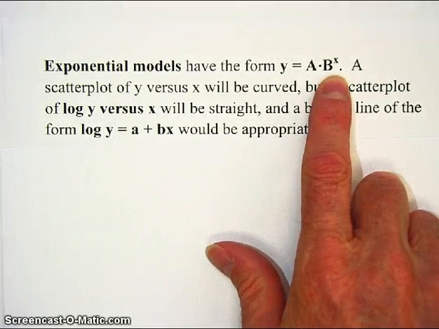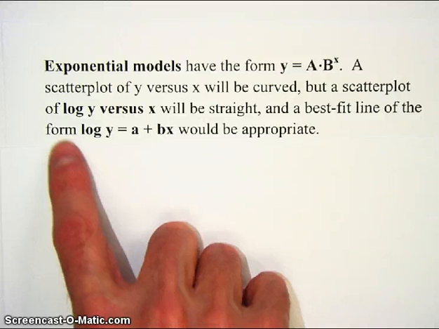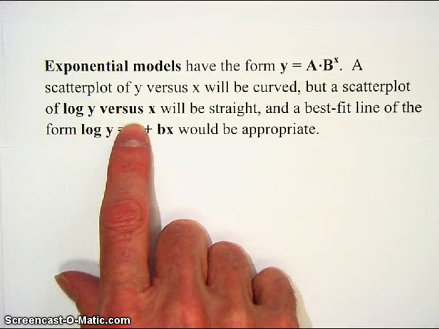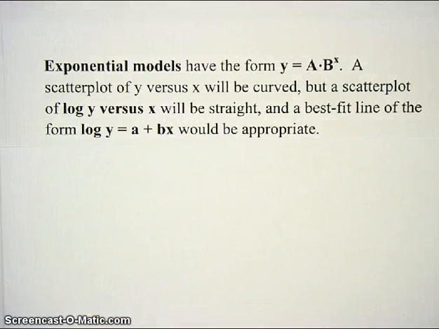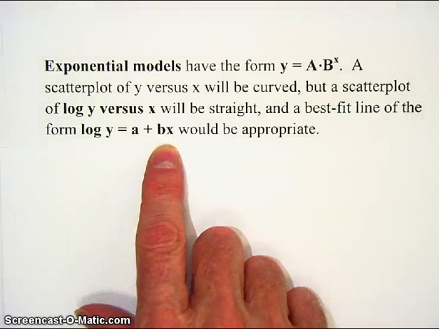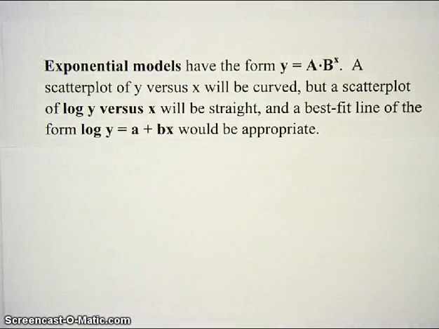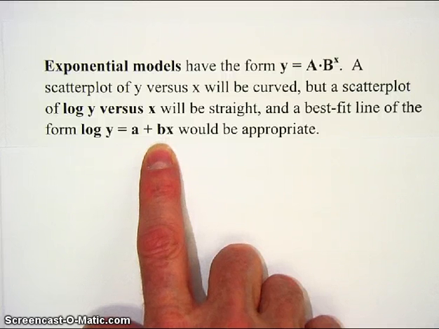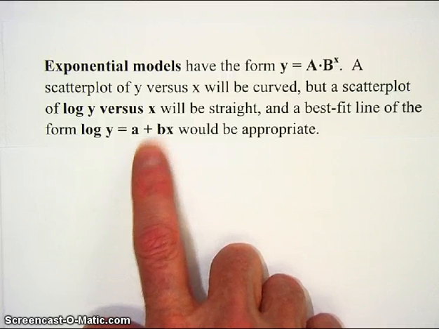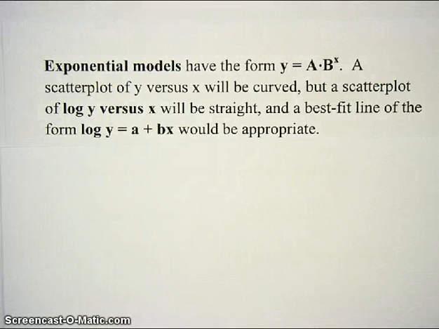X is the exponent. A scatter plot of y versus x would be curved if this were the appropriate relationship between x and y. But if you log the y values and plot the logged y values versus x, that scatter plot would be straight, and the best fit line of the form log y equals a plus bx would be an appropriate linear model. And you could do inference on this for, say, your slope coefficient. You want to maybe construct a confidence interval for the true slope, or do a t-test involving the true slope.